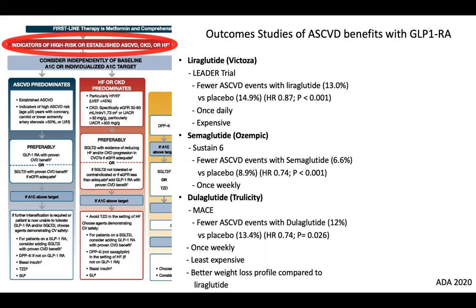Among the three different agents within the GLP-1 receptor agonist group listed on this slide, dulaglutide or Trulicity has been shown to have better weight loss profiles and is also less expensive compared to liraglutide and semaglutide. It is important to avoid duplicate therapies of DPP4 inhibitors and GLP-1 receptor agonists when starting a new regimen.